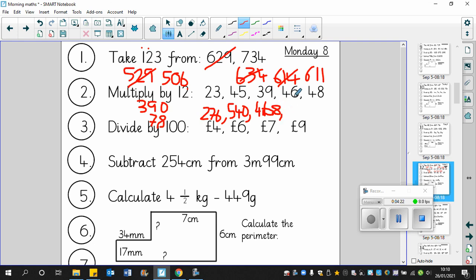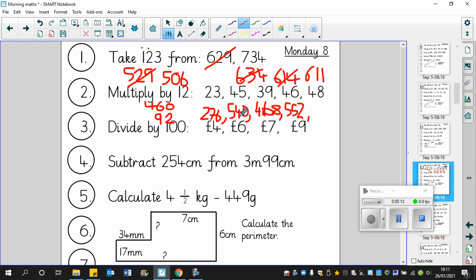Okay, the next one is 46 times 12. So multiply by 10 first, 460, and then 46 times 2. 46 times 2 is 92, and then we add those two together, so 460 add 90 is... no, it's not 540. 550, sorry about that. 550, and there's a 2 there. So the answer is 552.